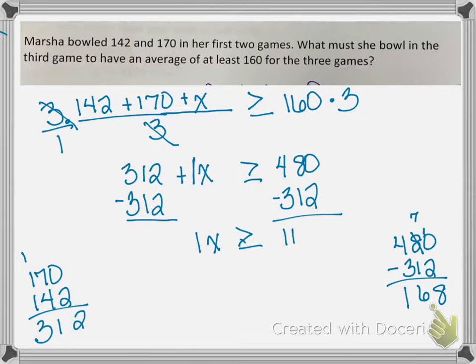Okay, so what does this mean? X is greater than or equal to 168. What does that mean? What does she have to score? 168, or can she score 169? 170? Can she score 165? Okay, Jake, why can't she score 165? It's under 168. Good, excellent.